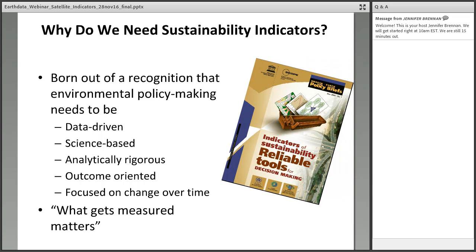And they speak to this maxim that what gets measured matters. Up until we started working in this terrain in the late 90s and early parts of this new millennium, we really had no measures that could be used by decision makers to guide high-level policymaking.